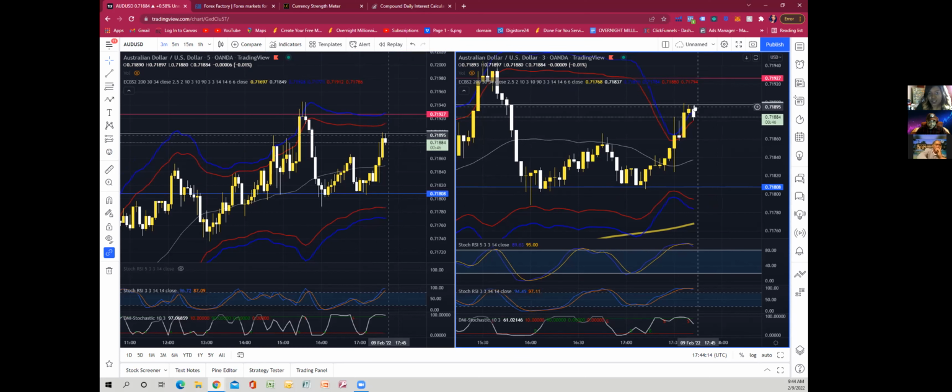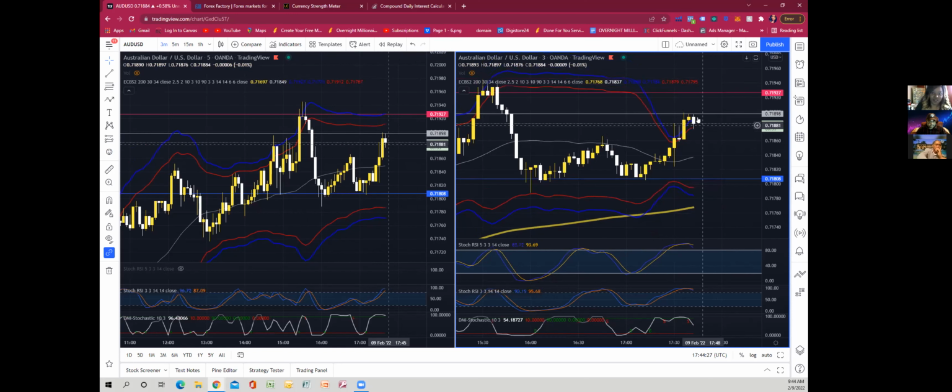So this right here, this is what I call a confirmation candle. You see this push down? It's telling me that it wants to drop right here. It wants to reject this zone.